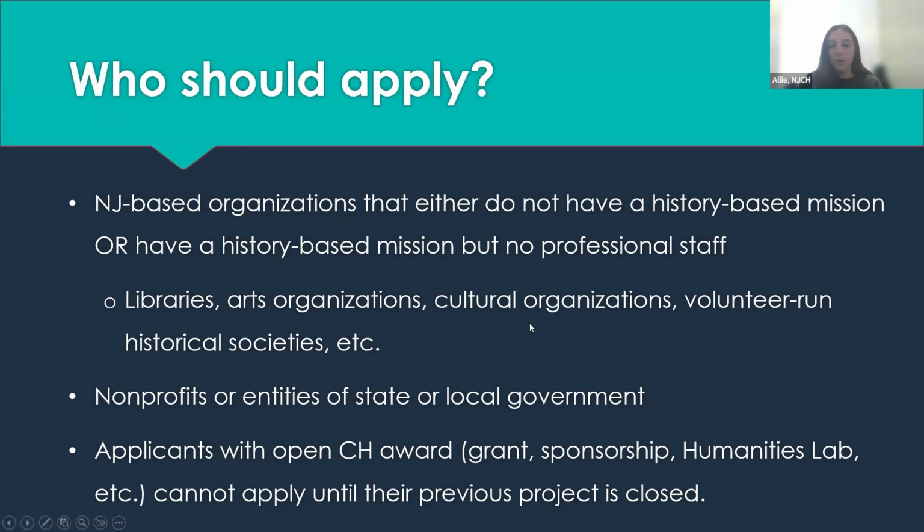To be eligible, your organization must be a nonprofit or entity of state and local government. And individuals can't apply for the program. They have to be associated with an organization. And finally, if you are currently an NJCH grantee or participating in another program, you can't apply until your previous project is closed.